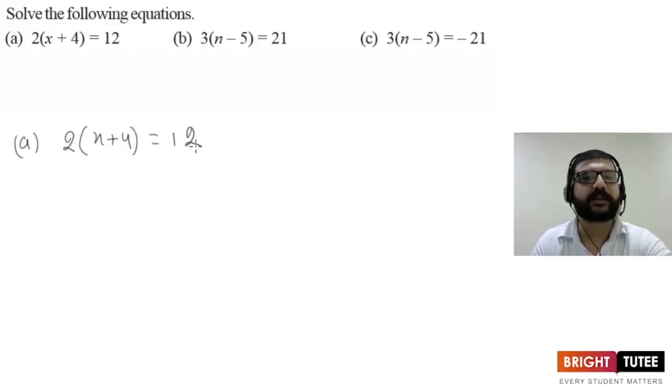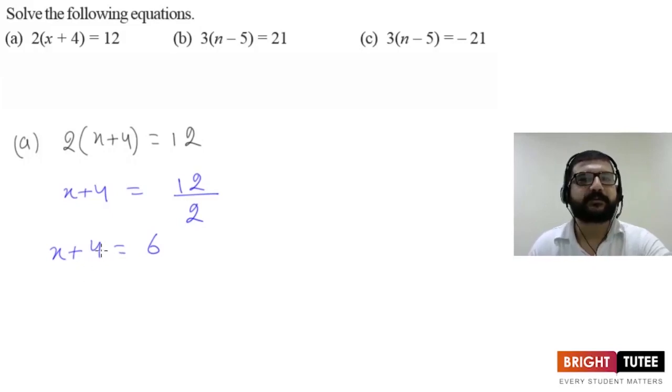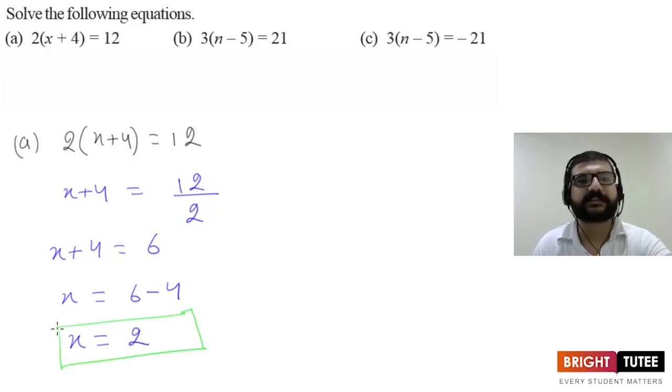First we will transpose this 2 here on the right side. We will get x plus 4 is equal to 12 upon 2. 2 was multiplied here, so it will come in division. Now let's simplify this. We will get x plus 4 is equal to 6. Now we have to transpose this plus 4. So it will give us x is equal to 6 minus 4. Now what is 6 minus 4? It is 2. Hence the value of x is 2. Therefore we can say the solution of the equation is x is equal to 2.